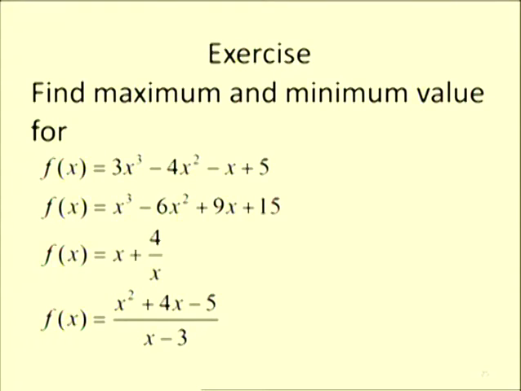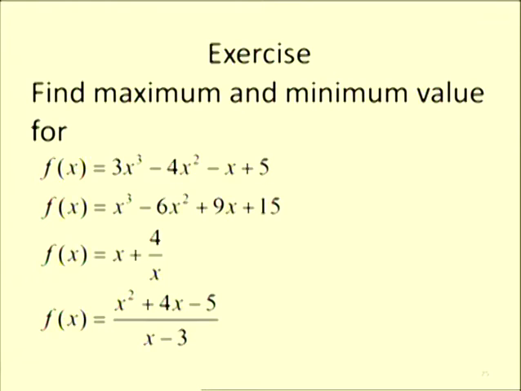And here we have some exercise for calculation. We have to find the maximum and minimum value for such type of function, that is f(x) is equal to 3x cube minus 4x square minus x plus 5, x cube minus 6x square plus 9x plus 15, then x plus 4 by x, and finally x square plus 4x minus 5 plus 3. In each of the examples we have to find f dash x, and then the roots of f dash x is equal to 0.